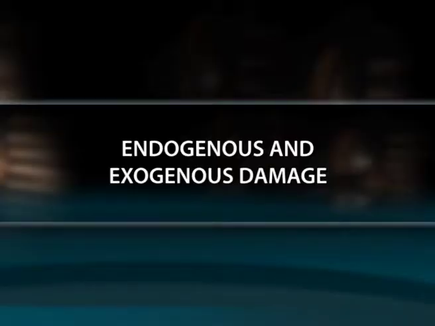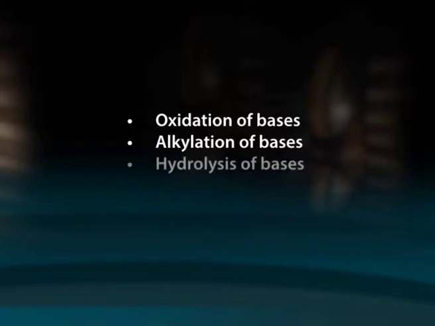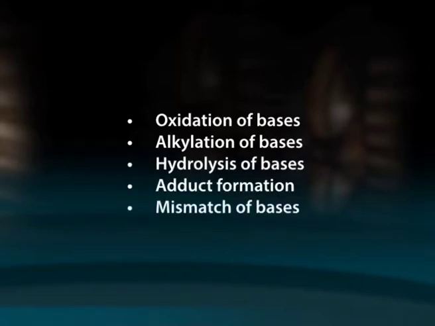To compensate for the degree and types of DNA damage that occurs, cells have developed multiple repair processes. DNA repair is regulated in mammalian cells by a sensing mechanism that detects DNA damage and activates a protein called p53. Endogenous and exogenous damage. Types of endogenous damage. The various damages caused to DNA due to endogenous cellular processes are A. Oxidation of bases, B. Alkylation of bases, C. Hydrolysis of bases, D. Adduct formation, E. Mismatch of bases.